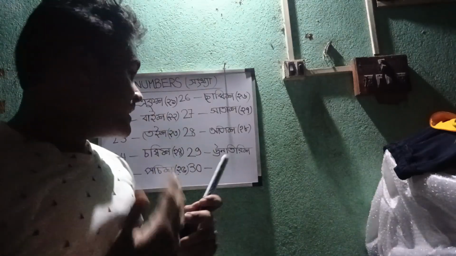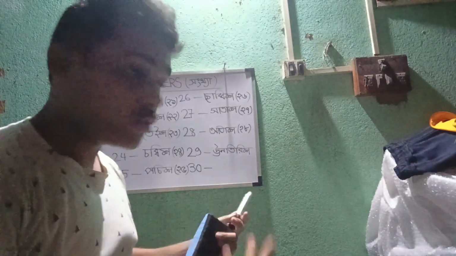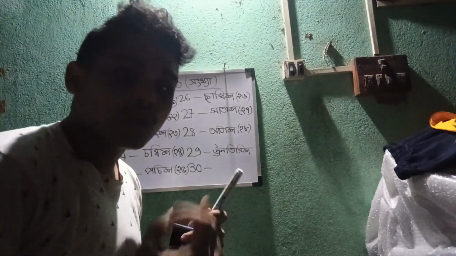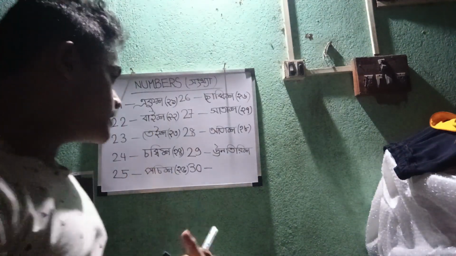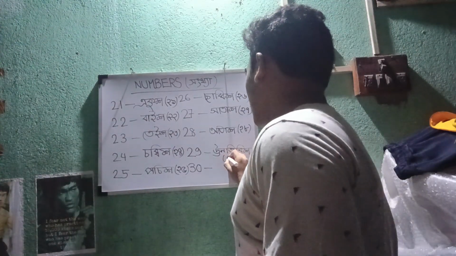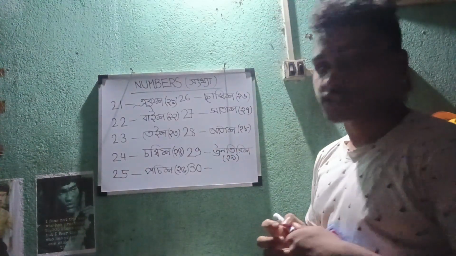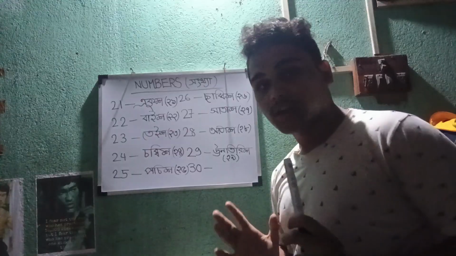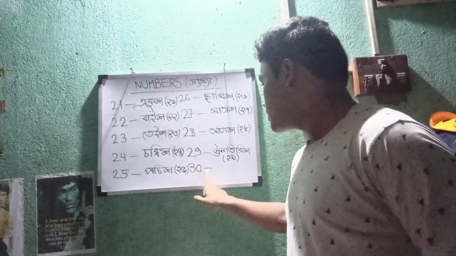Uno tirish means 29. Uno, dirgho, dontonna uno, to hoshi ti, ra hoshi ri, and then talbosho, tirish. So how can we write uno tirish? First is 2 and then this 9. After uno tirish, our final number is 30.